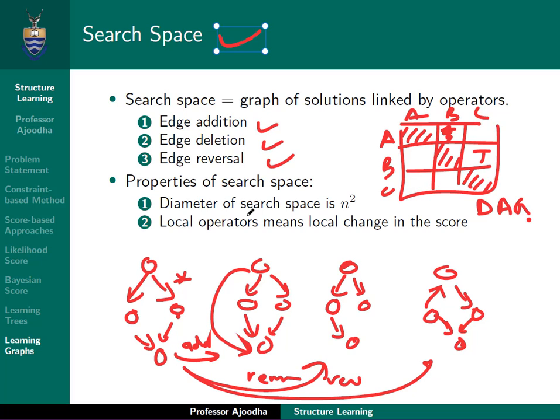Looking at it this way, it's also easy to understand why I say the search space is n squared, because it will take n squared operations to completely change the graph from one part of the search space to the next. Okay?